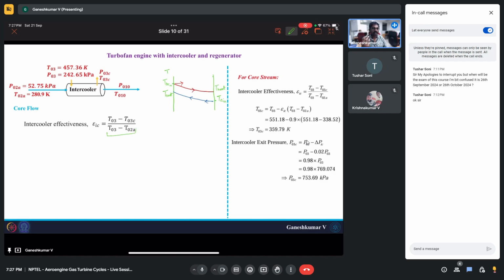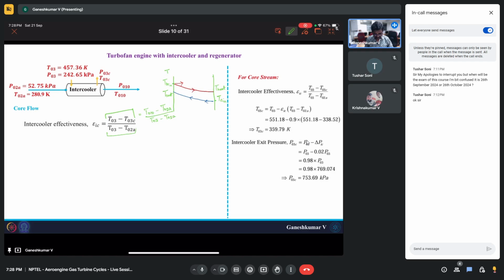This is the maximum heat you can transfer, and this is the actual heat transfer. Actual heat transfer would be from TH in, it reduces to TH out, so actual heat transfer would be TH out minus TH in. You can also write it as TC in minus TC out. Both are the same, however you write it. What I'm trying to say is this is also equivalent to T01 minus T02A divided by T03 minus T02. So these two equations are interchangeable, but the only thing is, the denominator should be the maximum heat transfer.